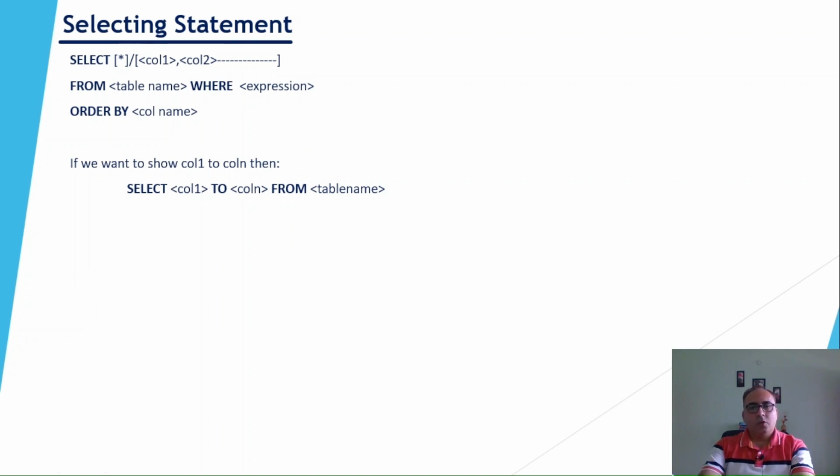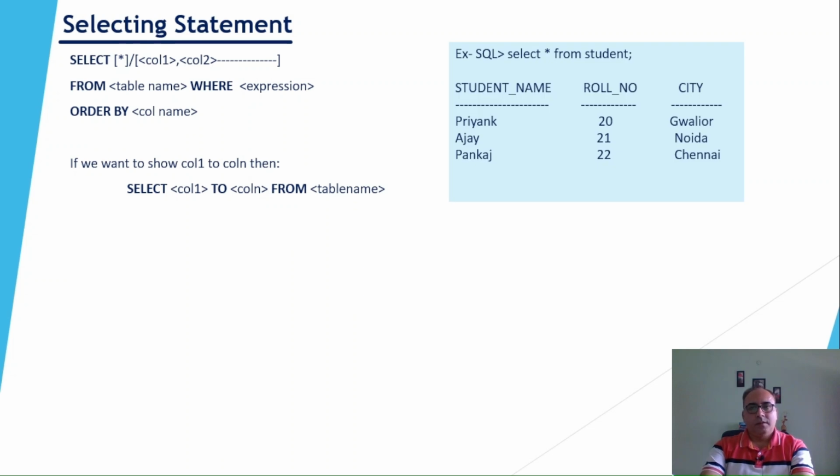Now let's talk about some examples. Here we are simply querying on student, using an asterisk, which means it will display all the columns from the student table. In this particular table, as we have defined 3 columns, we are able to see all the 3 columns with their values.